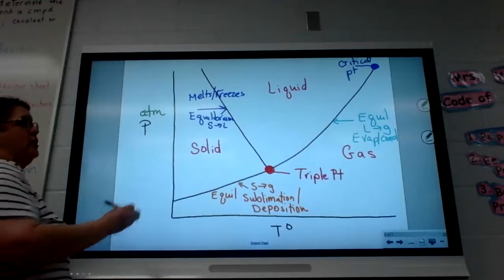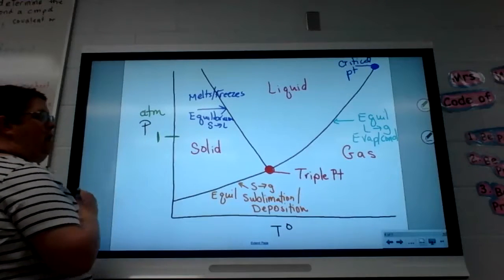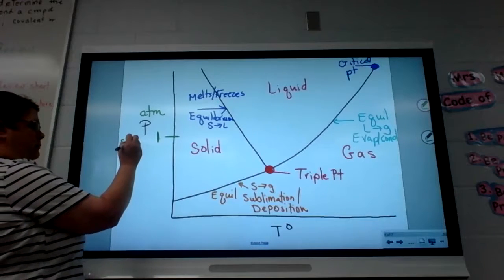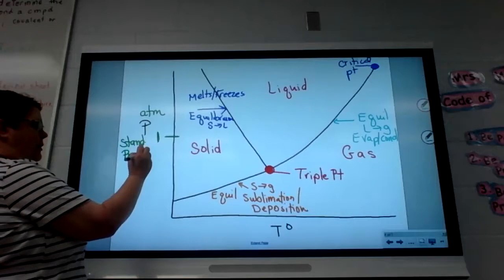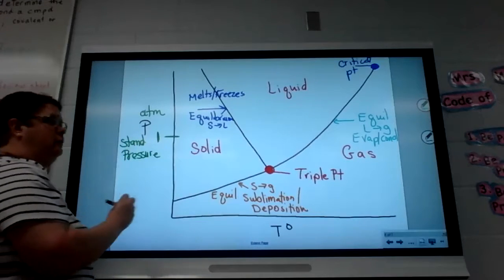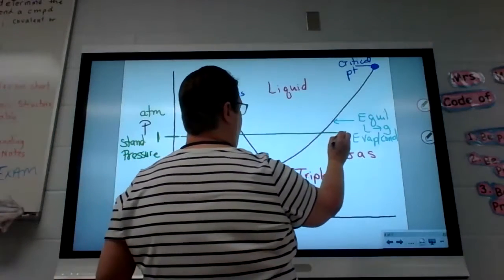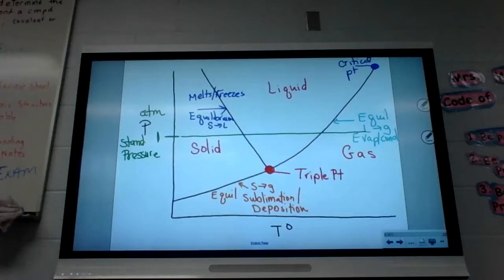All right, since we're using atmospheres, I'm going to put 1 right there so that I have my standard pressure. We've got to label standard pressure, Annabelle. Which is why I told you to pick a color that you could label standard pressure on your graph. So I'm going to draw standard pressure all the way across my graph. Now, you're looking for where the two intersections take place.